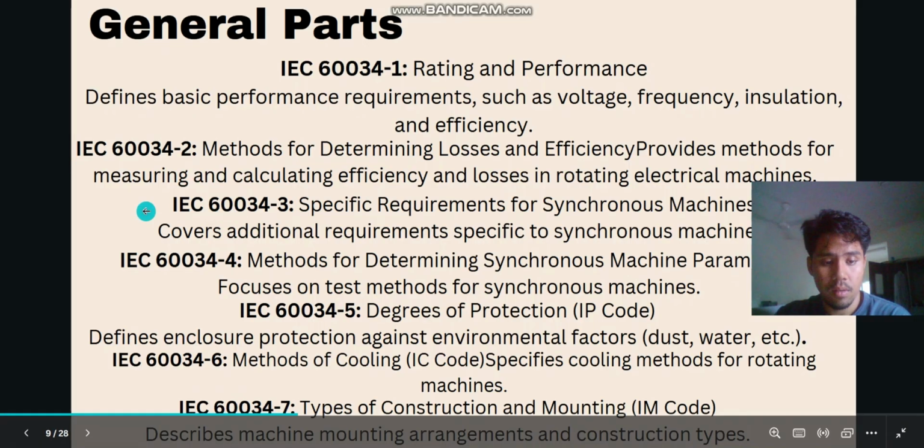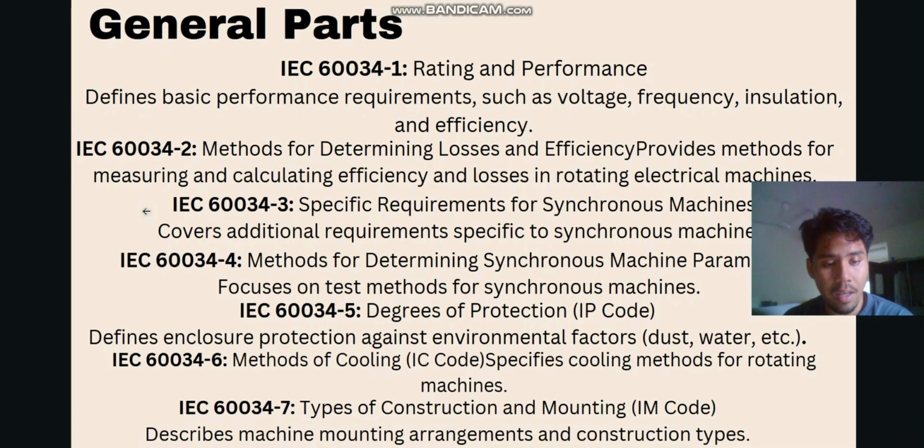For the sixth general part, IEC 60034-6, it covers methods of cooling, the IC code, specific cooling methods for rotating machines. And for the last general part, IEC 60034-7, it covers types of construction and mounting arrangements, which is the IM code, and describes machine mounting arrangements and construction types.